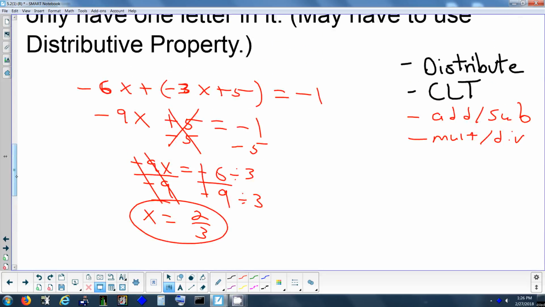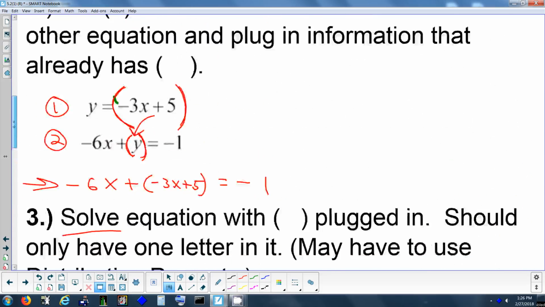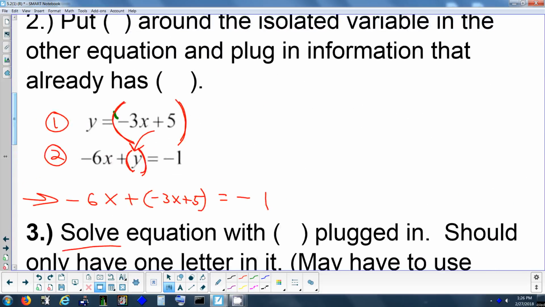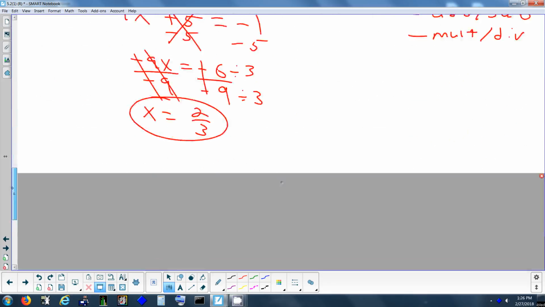Scroll back up for 1 second. Do you have an equation or a formula here that already has y by itself? And now you know x. What did we just get for that? 2/3. All we have to do now is fill in what we know, do the arithmetic, and then we'll know y. So now we just need a calculator, and we have to plug it in.